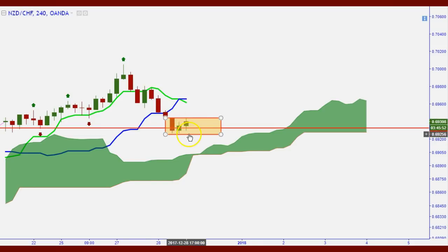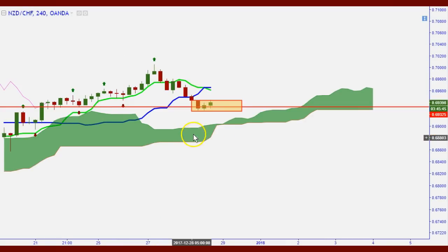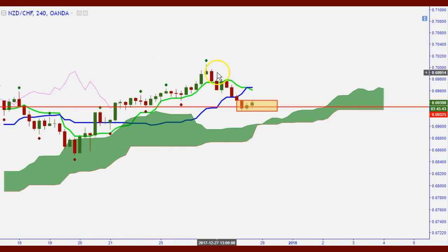So let's say this whole box here is going to be your entry and stop loss. Your entry is a close above, and your stop loss is a little below that level, and then you'll see if the market can continue to move to the upside.